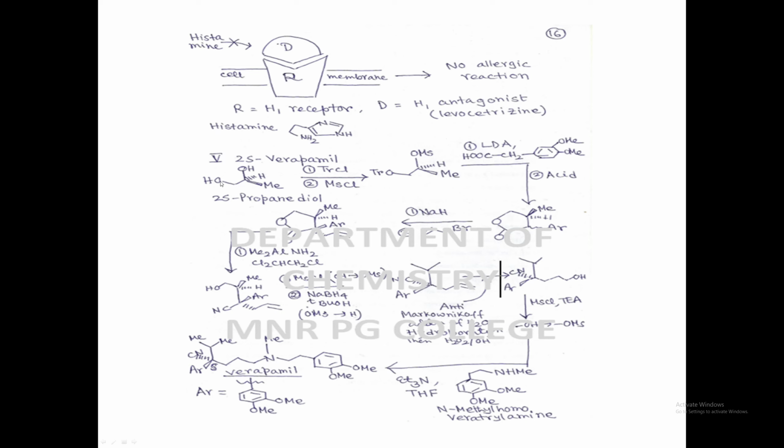Now this compound propanediol undergoes reaction with trityl chloride. If you look at the structure of propanediol, you can make out that although this compound contains two OHs, one is the primary OH which is more reactive and the other is the secondary OH, less reactive. So when the first molecule of trityl chloride reacts with this 2S-propanediol, obviously the reaction happens with the primary alcohol, and next is methyl chloride. That methylation happens on the secondary alcohol. So we get this compound.